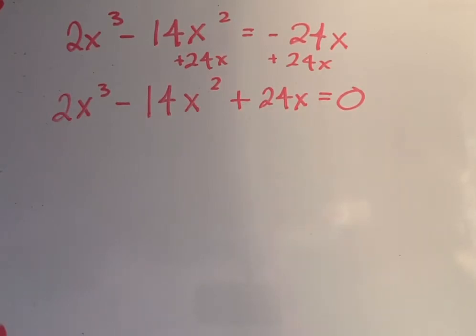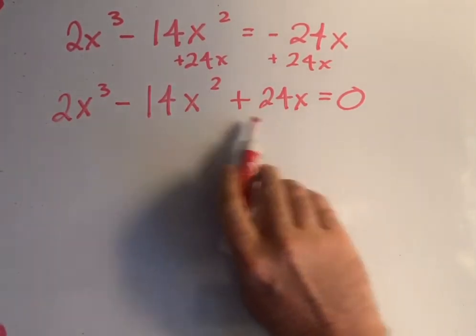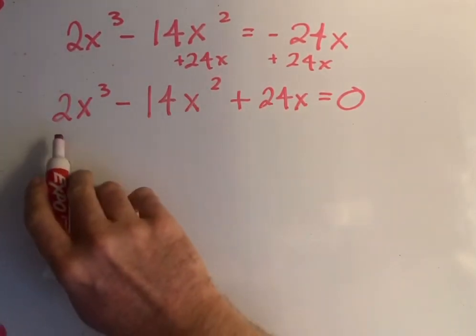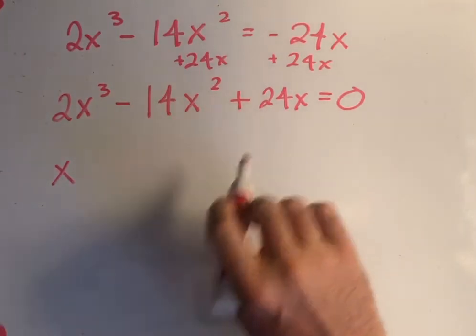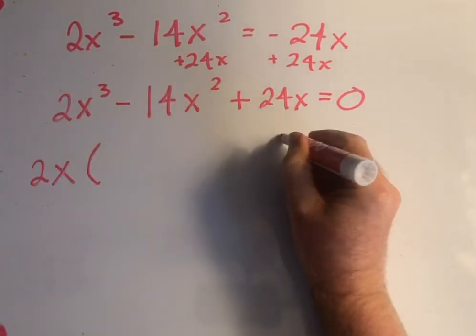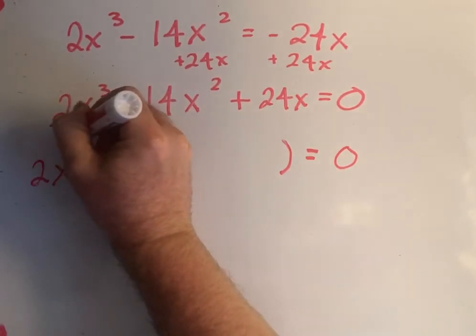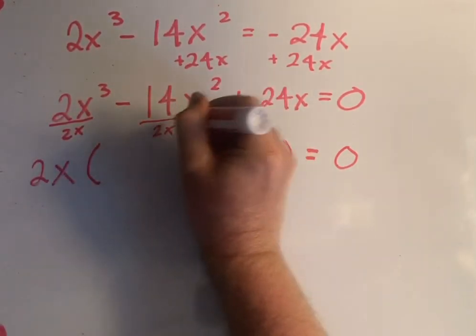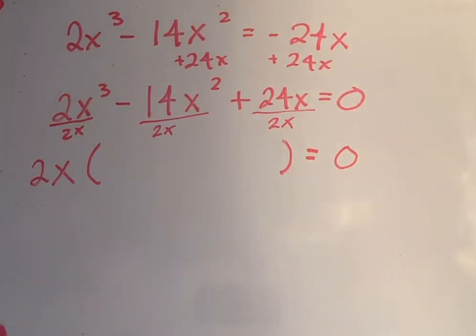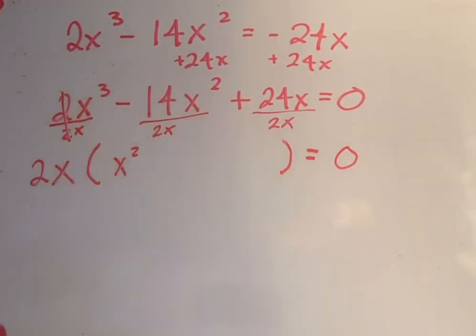Okay, so now I want to see what I can factor out. What can I factor out of all these? Notice they all have x's, so I'm definitely going to factor out an x. But also, all the coefficients here are divisible by 2. So I'm going to divide everything by 2x. Divide that by 2x, divide that by 2x, divide that by 2x.